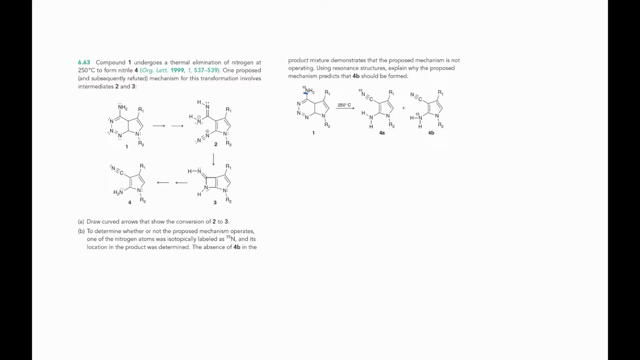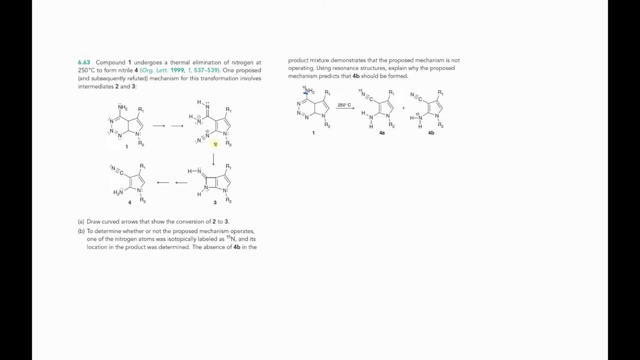Compound 1 undergoes a thermal elimination of nitrogen at 250 degrees Celsius to form nitrile 4. One proposed mechanism for this transformation involves the intermediates 2 and 3. So draw the curved arrow that shows the conversion of 2 to 3.